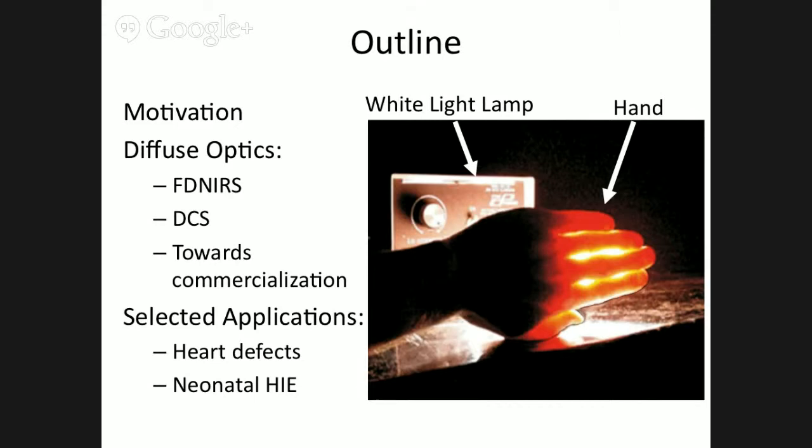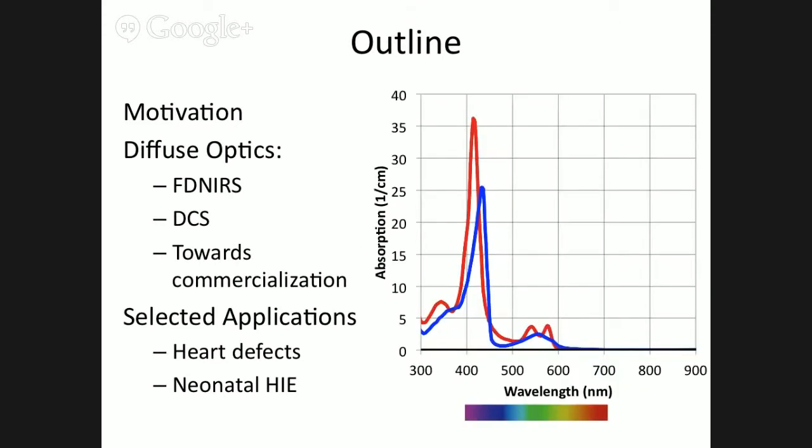If we look at the absorption spectrum of the two main chromophores, the two main things that absorb light in tissue in the brain, which are oxy and deoxyhemoglobin, in red and blue here, we see that absorption is really low in the near infrared, and that's why the red light is able to penetrate so deeply.